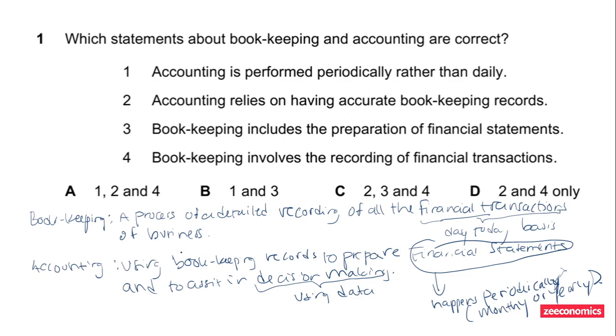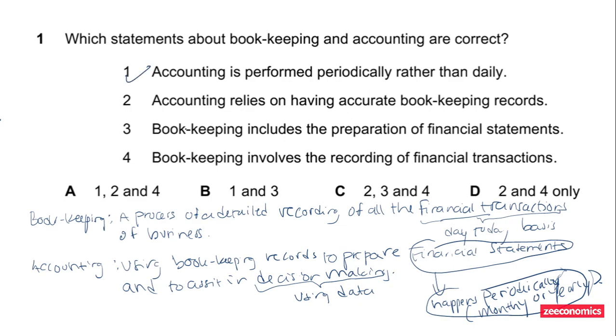All right, let's analyze this. Number 1, accounting is performed periodically rather than daily. That is correct. Here you can see it happens periodically, the financial statements. So financial statements are prepared by the accountant or the accounting process. So for possible answers, number 1 is actually correct.